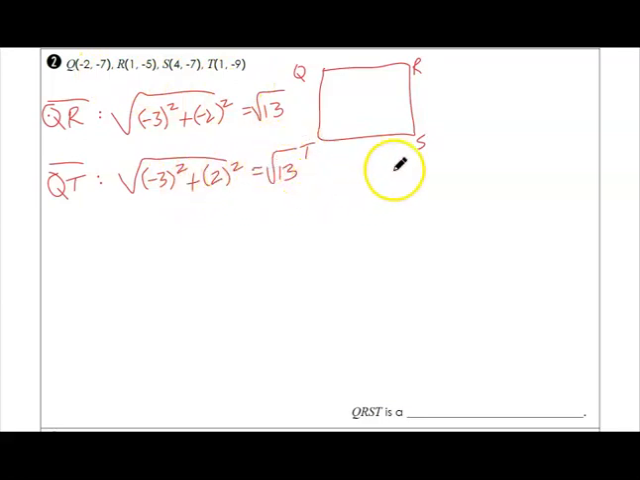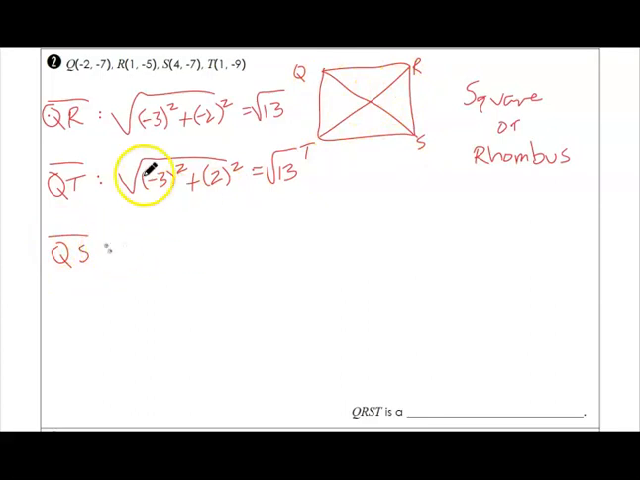All right, so we now know that this is either going to be a square or a rhombus because all 4 sides are congruent. But what's different is the length of the diagonals. For a square, the diagonals will be congruent. For a rhombus, they will not be. So now let's take a look at the diagonals. QS. All right, so QS: -2 minus 4 is -6 squared, and -7 plus 7 is 0, 0 squared. So that's going to be the square root of 36, which is 6.